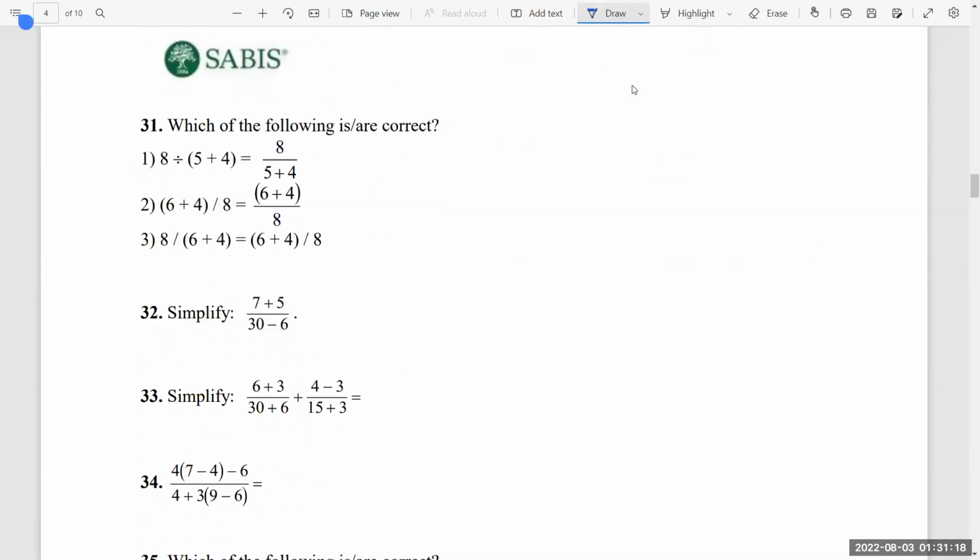Okay? Which of the following is correct? 8 divided by 5 plus 4 can be written this way, no problem, of course. Okay?